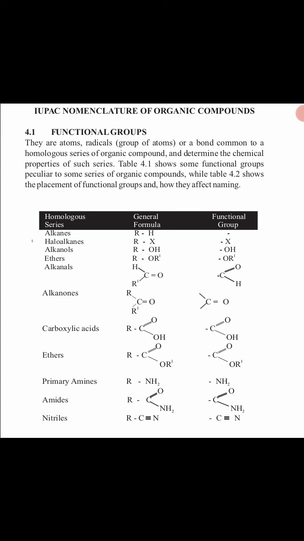The functional group is COOR. Then we have primary amines. The functional group is NH2, a derivative of ammonia, NH3. Then we have amides, which is CONH2. Then nitriles is CN, a triple bond between carbon and nitrogen.